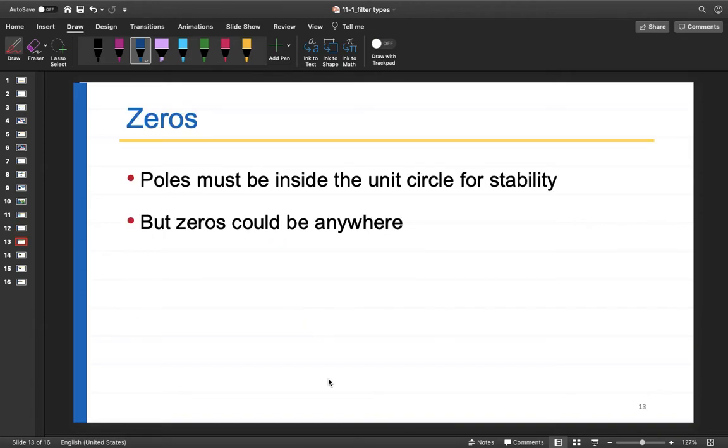Let's study. We know for a stable system, all the poles must be inside the unit circle. So this is the z plane. All your poles should be inside the unit circle for a stable system. But the zeros could be anywhere for stability. It could be here, it could be here, it could be here. No problem. Zeros could be anywhere. But now let's see what effect it has if we keep the zeros inside or outside the unit circle.